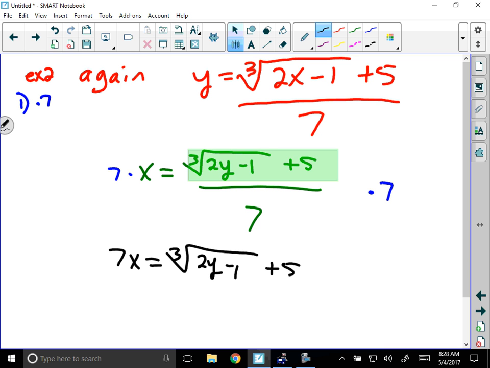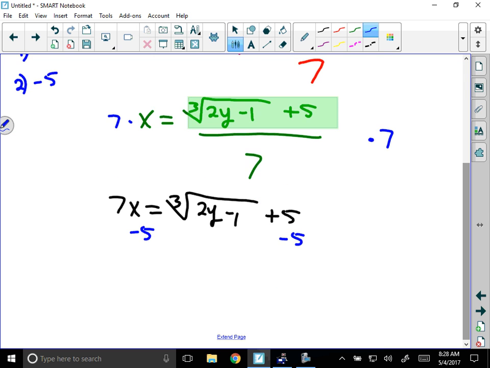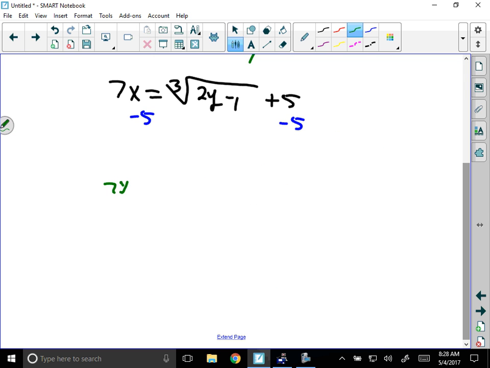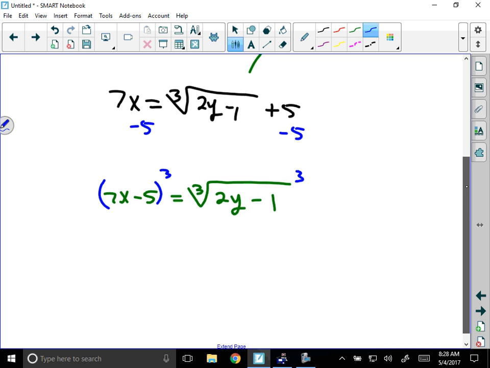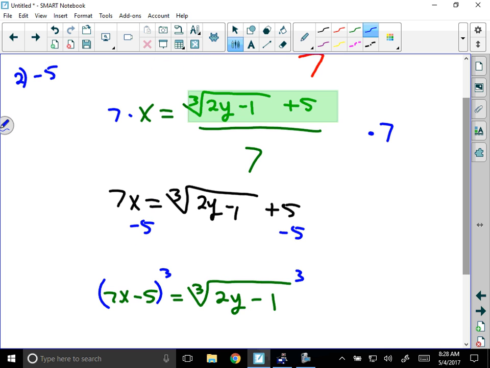So what are we going to do next? Subtract 5. So the second thing we're going to do is subtract 5. Okay. So we're going to have 7x minus 5 is the third root of 2y minus 1. What are we going to do next? We're going to cube both sides. So the next thing we're going to do is cube both things.